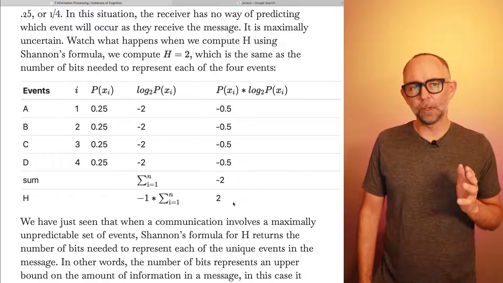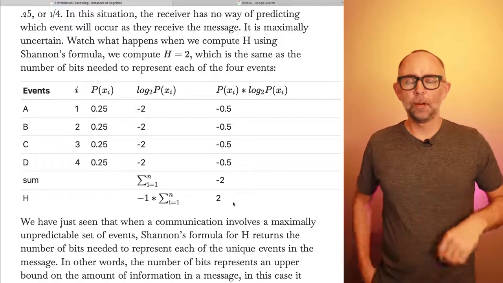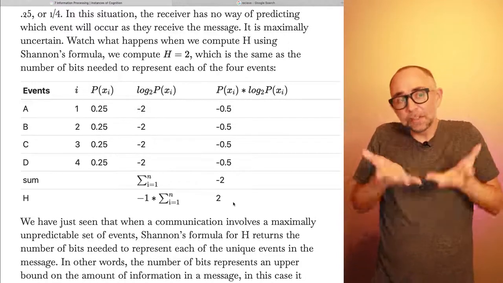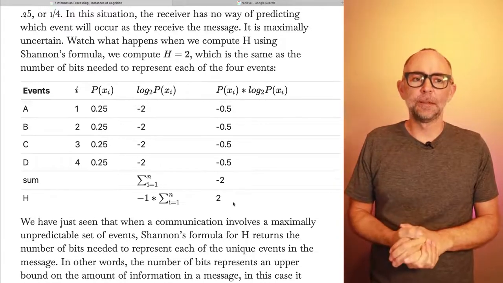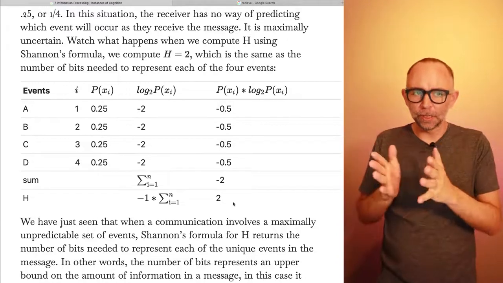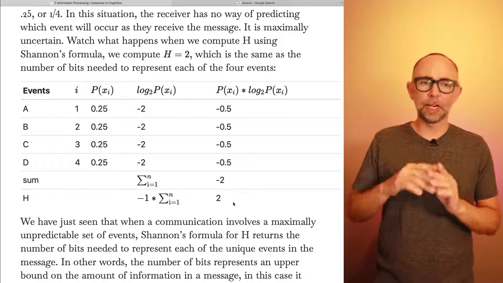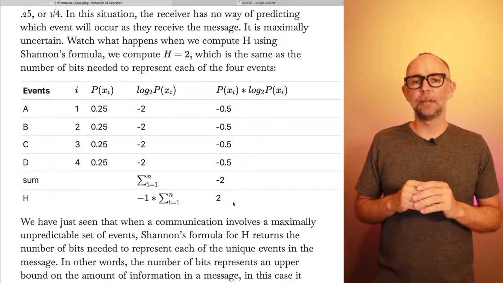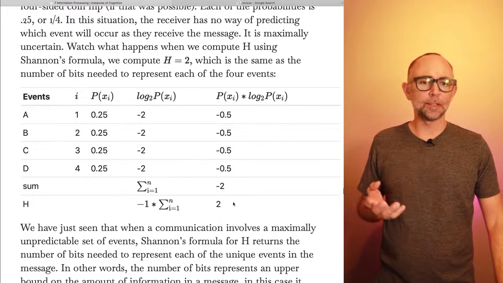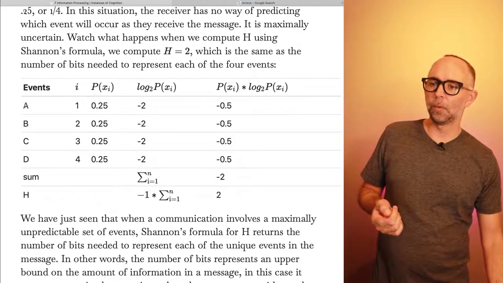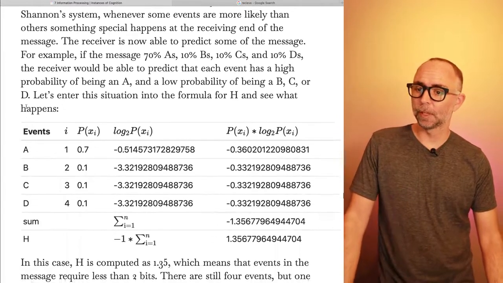Now let's think about what would happen if we send our messages, but increase the amount of predictability in the message. We've just talked about a situation where we have maximum unpredictability. A, B, C, and D are happening randomly. This is the most information situation. How could we make it less random? Well, one thing we could do is make one of the messages happen more than the other messages. For example, consider this situation.